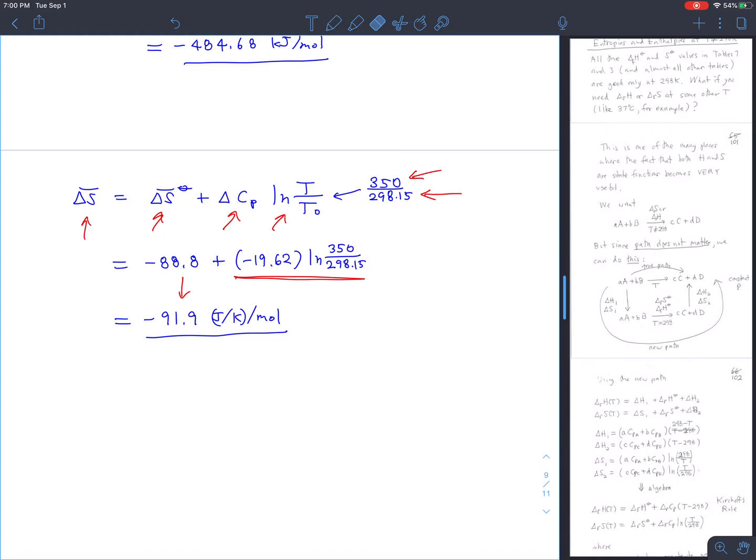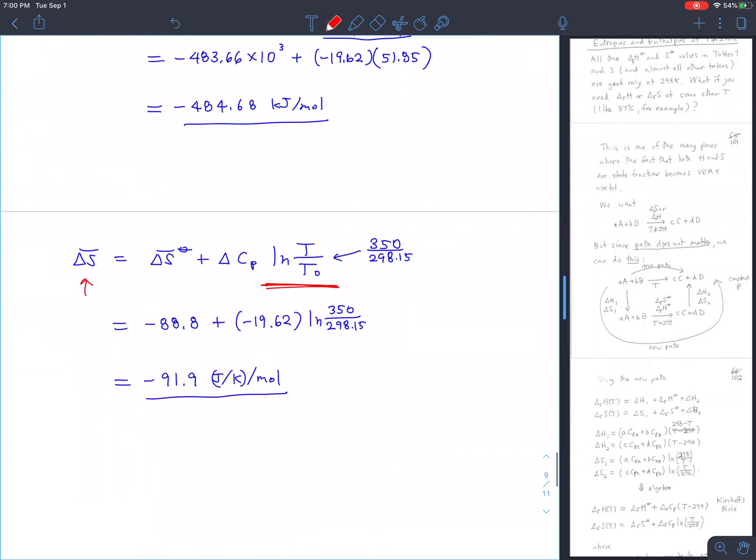So none of these corrections is huge, at least for this reaction. There are other cases where it's more important. You can probably find edge cases where the correction actually changes the sign of the delta S or even the delta H, but that didn't happen in this case.